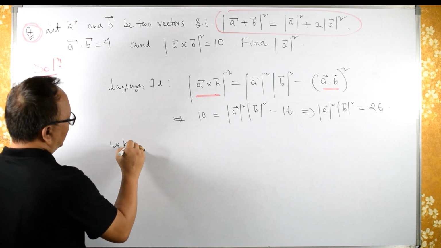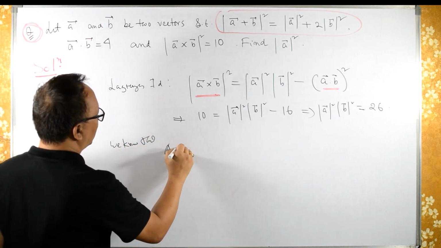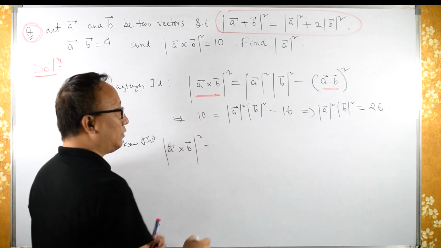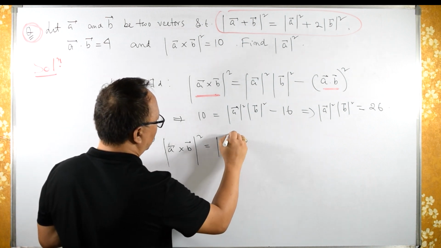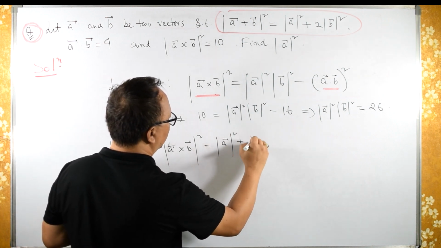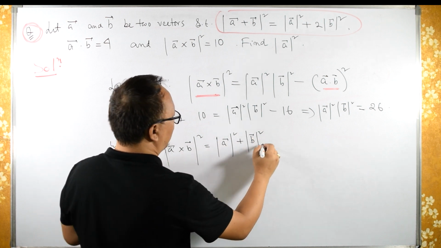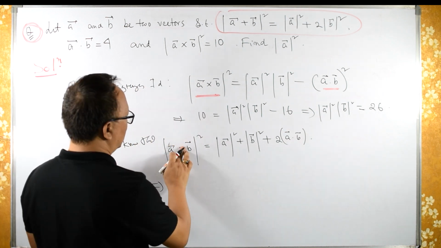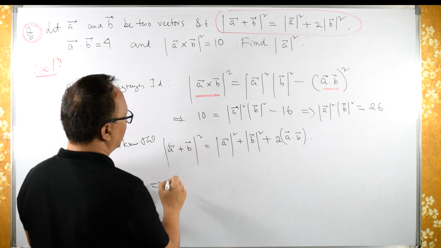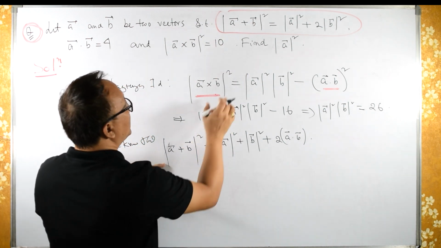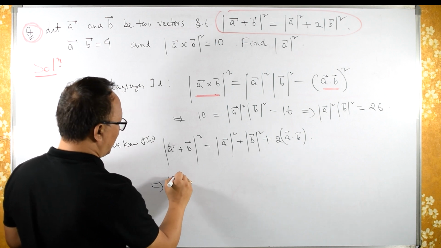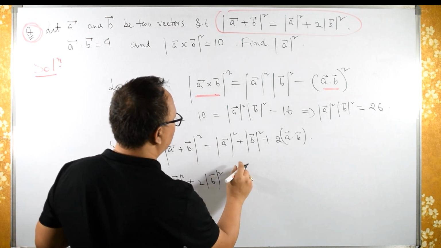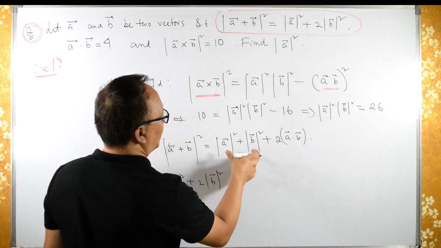So we know that magnitude of A plus B the whole square is what? We know this formula: magnitude of A whole square plus magnitude of B whole square plus twice A dot B. A plus B the whole square is given by this. So this is the same as magnitude of A whole square plus magnitude of B whole square plus twice A dot B. These two we don't know.